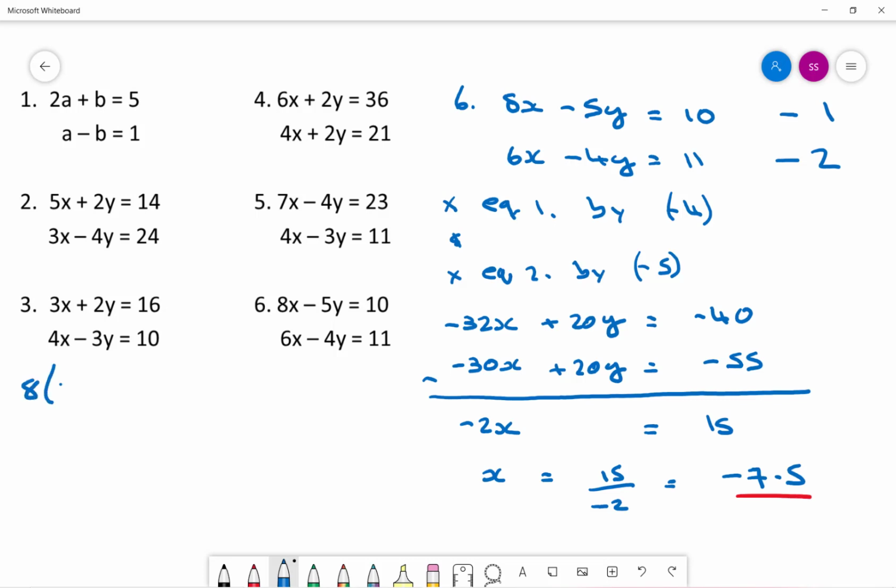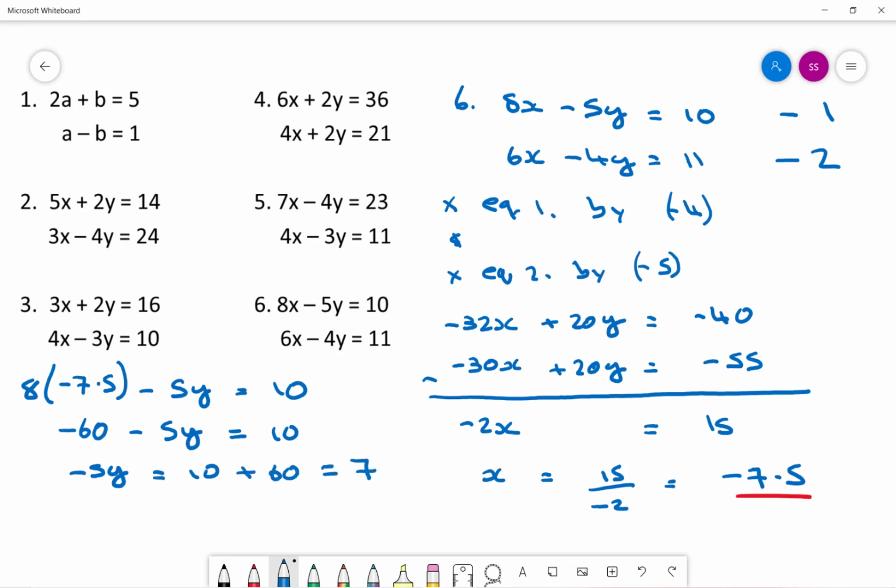If we now substitute that value into an equation, I'll pick on the first one. We'll have 8 multiplied by negative 7.5 minus 5y equals 10. So 8 multiplied by our negative 7.5 gives me negative 60. If we take the negative 60 over to the side, we'll have negative 5y equals 10 plus 60, which would give me 70. And now the y value will be 70 divided by negative 5. And if we do that, we'll get an answer here of negative 14. So there are my two solutions to question 6, negative 7.5 and negative 14.